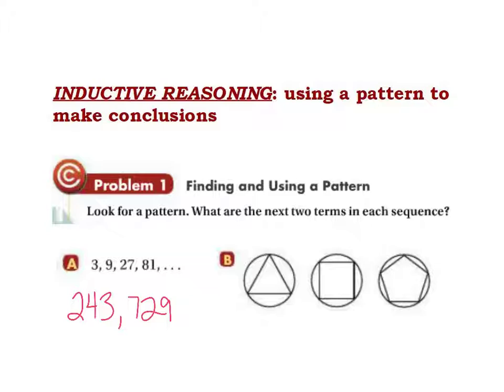Sometimes we're looking for a pattern in a geometric figure. So in this one, take a look, it looks like we've got this circle. And in the first one, if you'll notice, it has 3 sides to it. The second one, the polygon, has 4 sides and then 5 sides. So I'm going to deduce that the next figure is going to be a circle, and it's going to have 6 sides. It's going to look something like that.